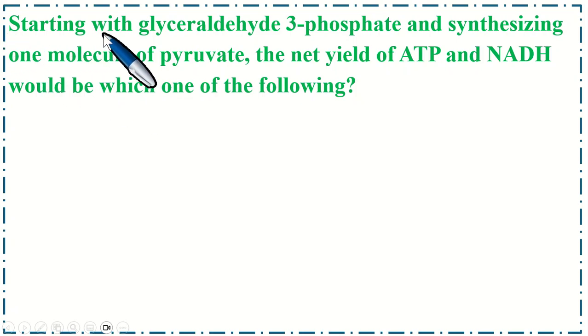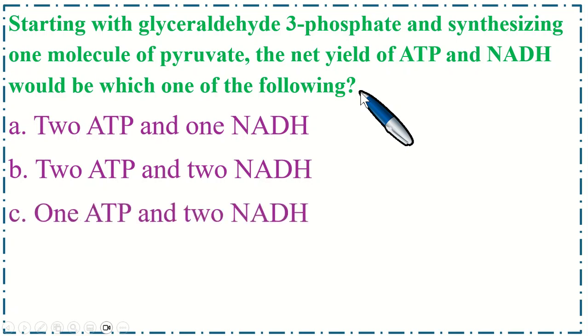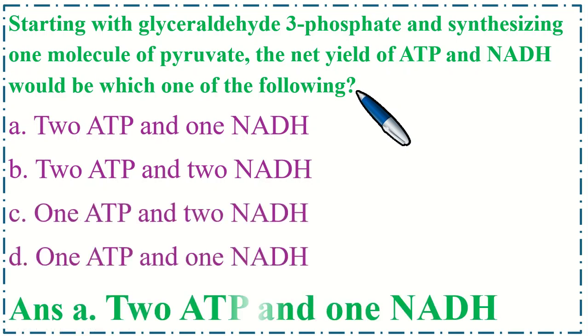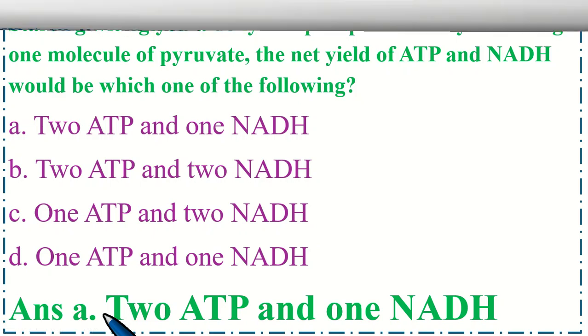Starting with glyceraldehyde 3-phosphate and synthesizing one molecule of pyruvate, the net yield of ATP and NADH would be which one of the following? Correct option is A. 2 ATP and 1 NADH.